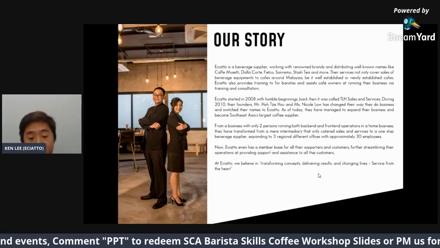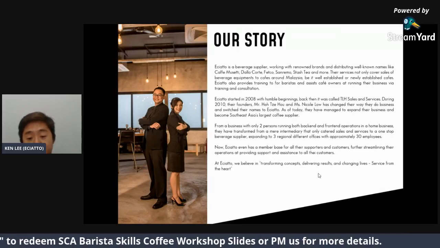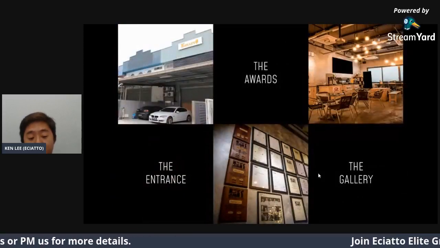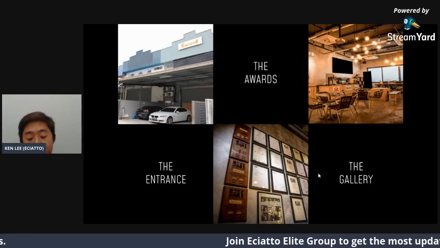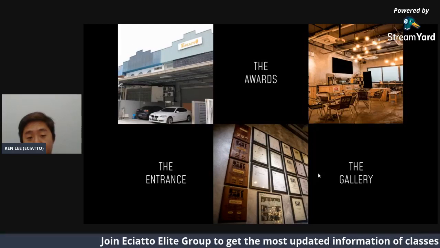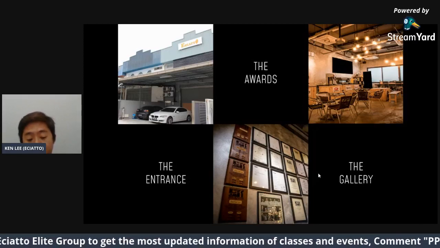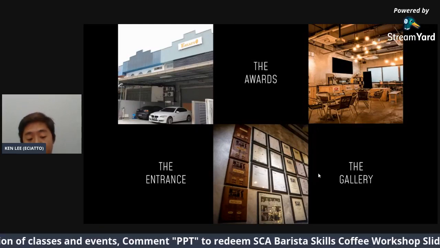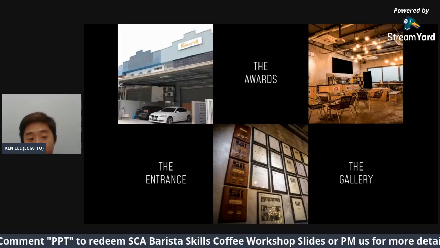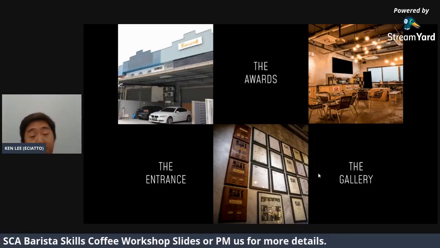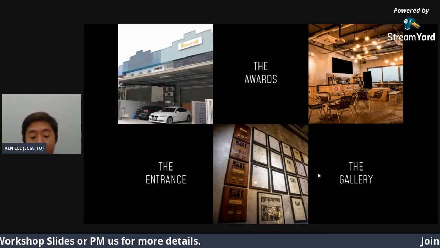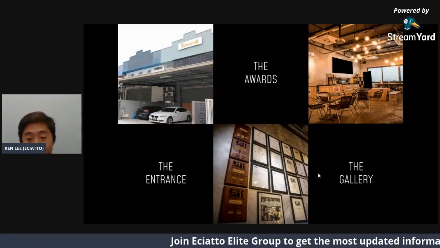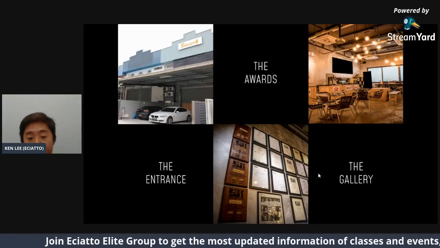At IGATO, we believe in transforming concepts, delivering results, and changing lives. Our slogan is serving from the heart. For those who have never come to our showroom, on the left-hand side you can see our main entrance, with our logo and signboard on top of it. On the right-hand side we have our showrooms. For those who want to share information and topics, remember that we have our showroom where you can have discussion sessions. Just make an appointment through Facebook, WhatsApp, or even by calling in.